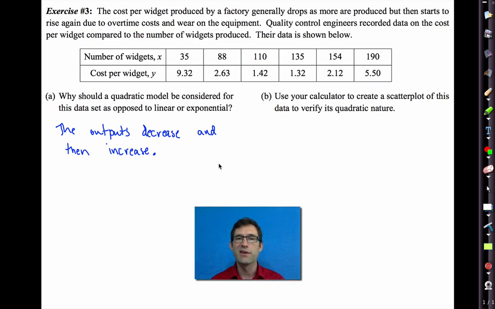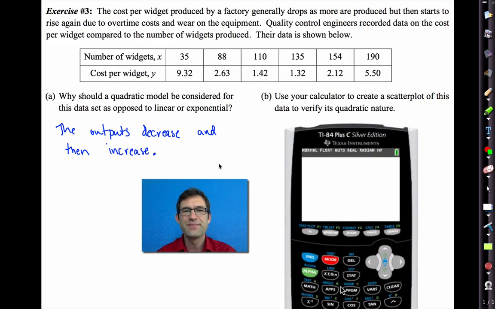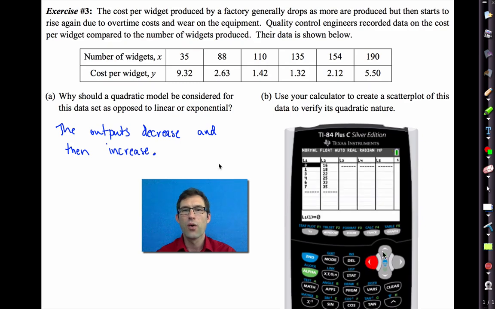Now letter B, maybe I dismissed our TI-84 Plus too quickly, says use your calculator to create a scatter plot of this data to verify its quadratic nature. So let's open up the TI-84 Plus one more time this lesson. Excellent. So let's hit our Stat button, go into our Edit menu. Let's go up and clear out L1. Then let's go over, go up, highlight L2, hit clear, enter.